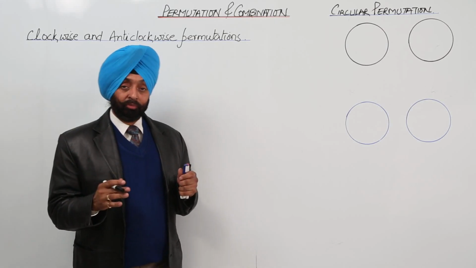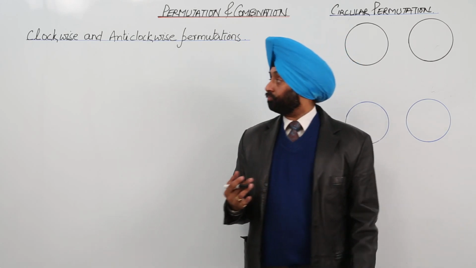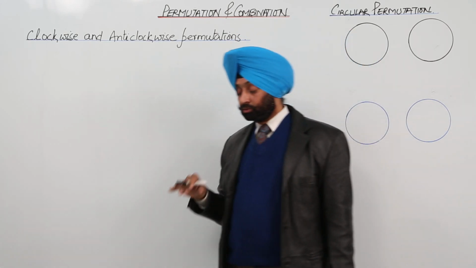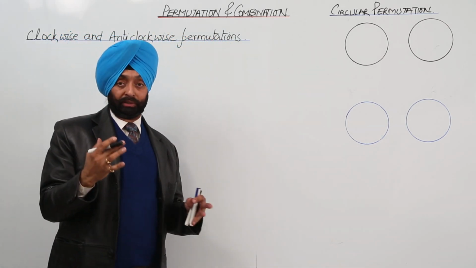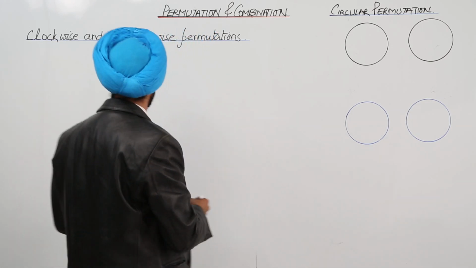Now in the circular permutation, again we are having two different types of permutations. Number one is clockwise and anti-clockwise permutations. Okay. So in the clockwise and anti-clockwise, there is a little bit difference. What is the difference in the formulas? We are going to discuss right now.